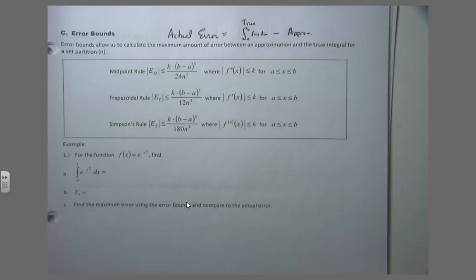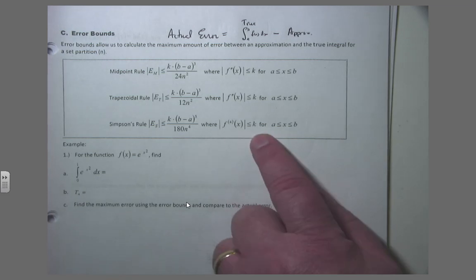Simpson's rule. Simpson's rule error, E_S, is less than or equal to K times (b minus a) to the fifth, divided by 180 n to the fourth, where K is the maximum value of the fourth derivative over your interval between a and b.